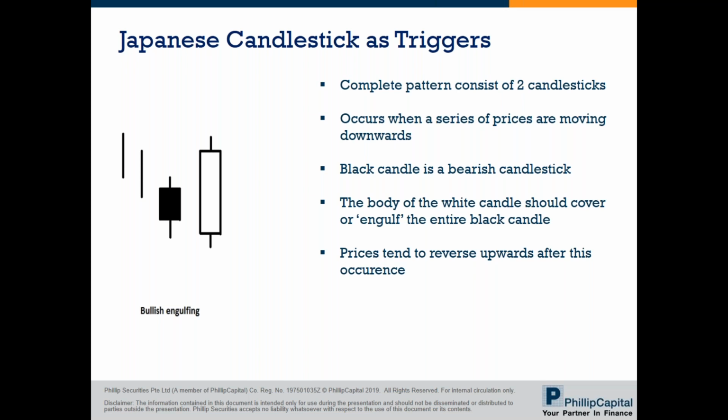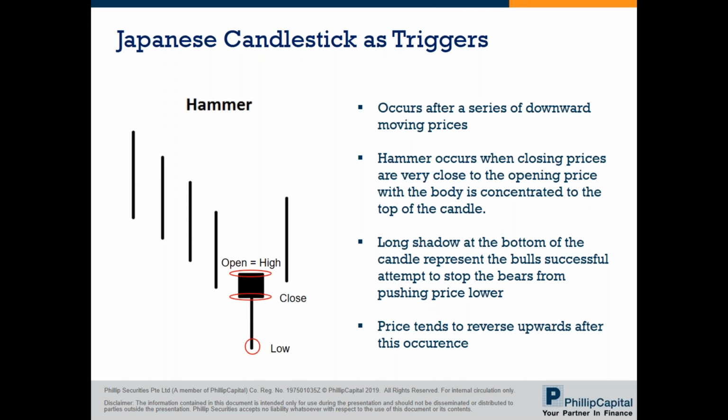So the black candle is a bearish candlestick, and the next candle on its right is a bullish candle, and the body of the entire white candle should cover or engulf the entire black candle. So this is where the name is derived, bullish engulfing candlestick method. When that happens, prices tend to reverse upwards after this occurrence. Right, so the bearish engulfing would be the complete opposite. Prices are moving in an upward trend, and then you see the bearish engulfing candle, and price will tend to reverse lower. So the third pattern would be the hammer.